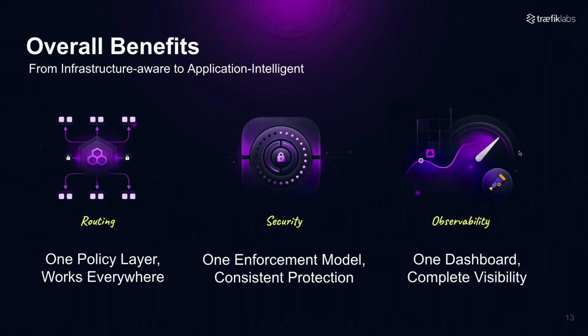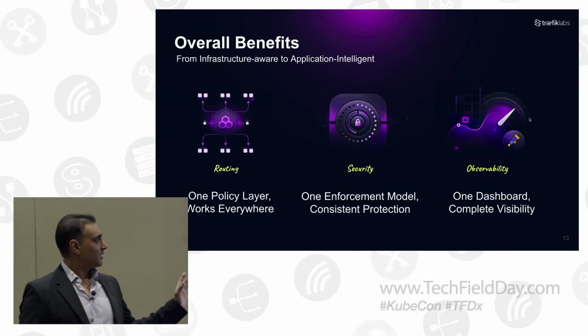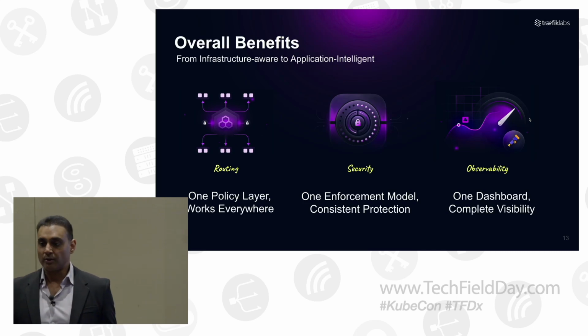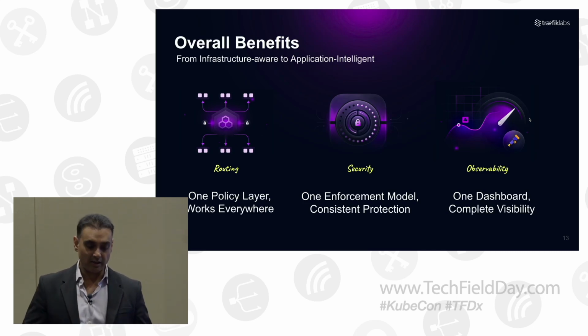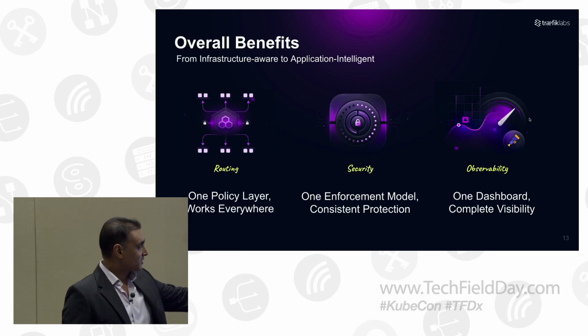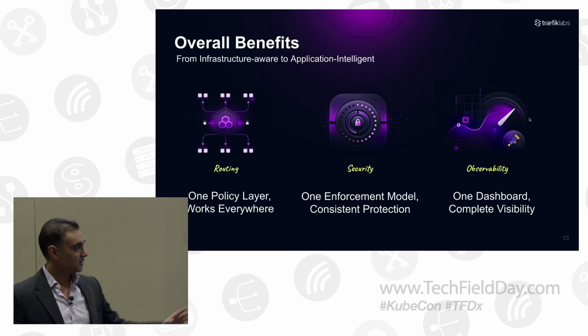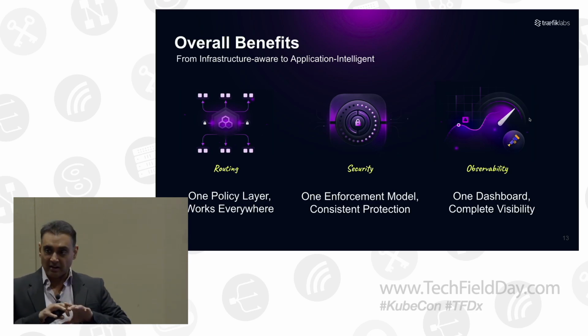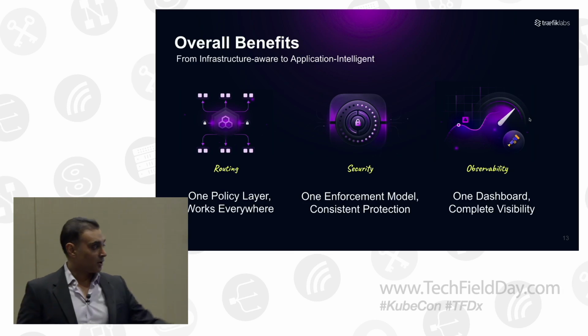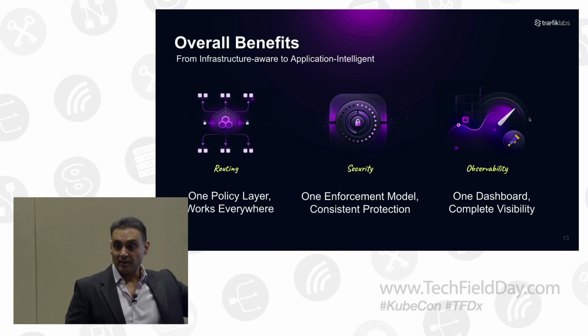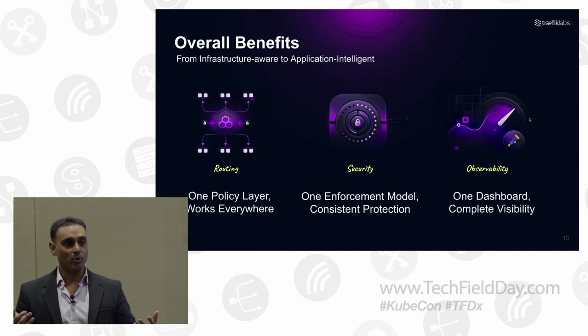Okay, so in a nutshell, for this part of the presentation, I just want to talk about 3 things that you're getting with application intelligence. Unified application intelligence across VMs, containers, and serverless. You're able to really unify your routing, your security, and your observability. So you get one policy layer that will work everywhere consistently, regardless of these different environments. You get one enforcement model, and you get that consistency of protection. And also, we support OpenTelemetry. We have one of the richest OpenTelemetry supports. So with that, you can have one dashboard where you get visibility across all the different environments.